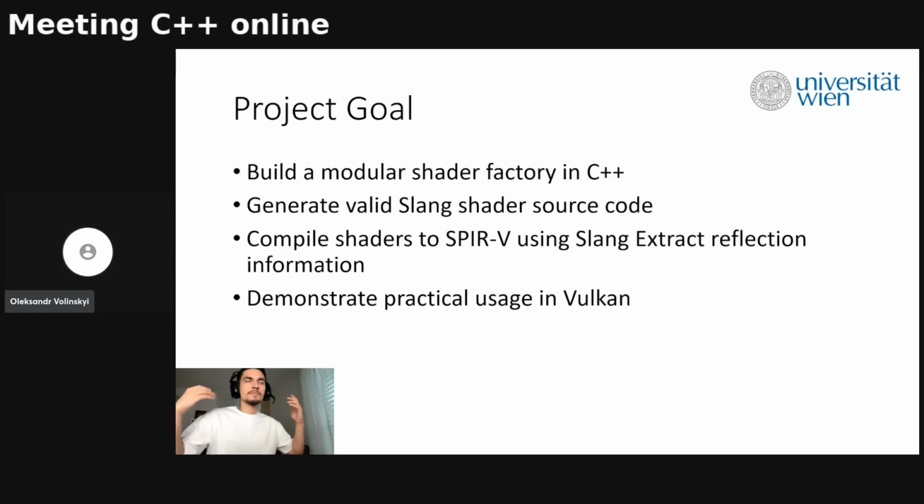The goal of the project is to build a modular shader factory in C++, and the system should accept structured parameters, generate valid Slang shader code, then compile it to a suitable type, for example, SPIR-V, and then it also should extract the reflection information through the reflection API. Finally, in my project, I also wanted to demonstrate it somehow, and so that's why I decided to make a renderer. So there is also a renderer that I made, which basically proves the concept.